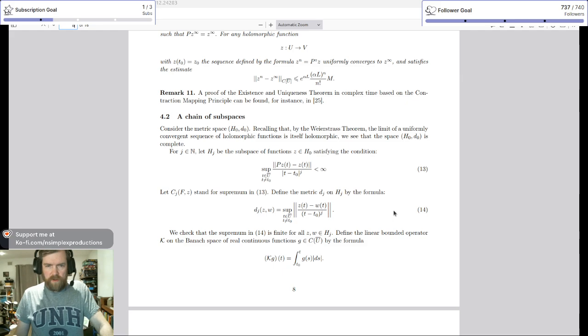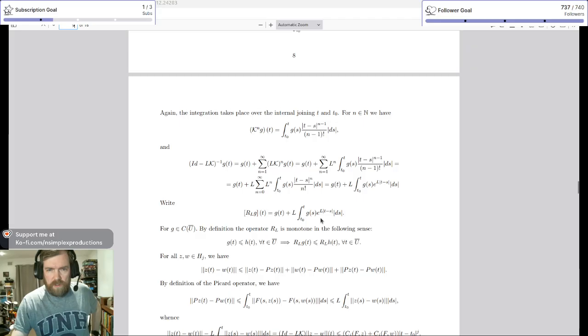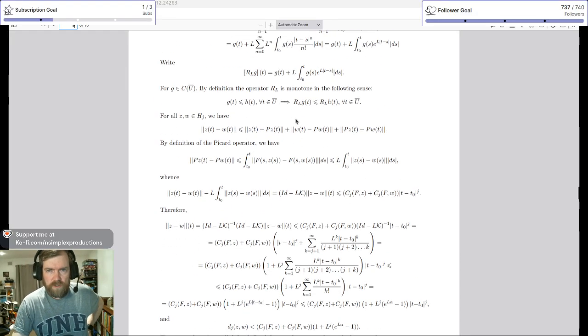Define the linear bounded operator kappa on the Banach space of real continuous functions g in C of U bar by the formula given here with the integral. Again, integration takes place over the interval joining t and t0. For n in the naturals, we have the following. And more messy stuff. By definition, R sub L is monotone in the following sense. Cool stuff.